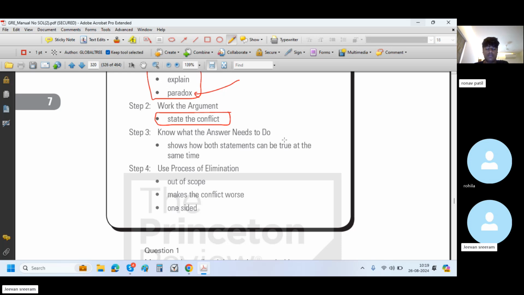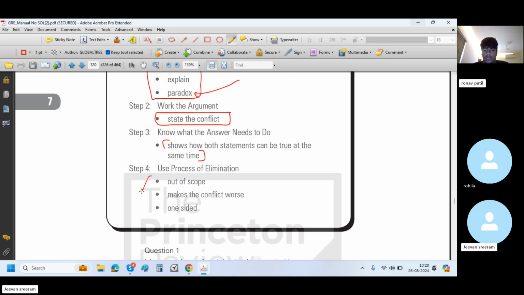Okay, based on the perception, right? Know what the answer needs to do. Show how both statements can be true at the same time. The right option must support both the contrasting ideas. So it should present clear reasoning on how the two contrasting scenarios are actually feasible, actually possible.